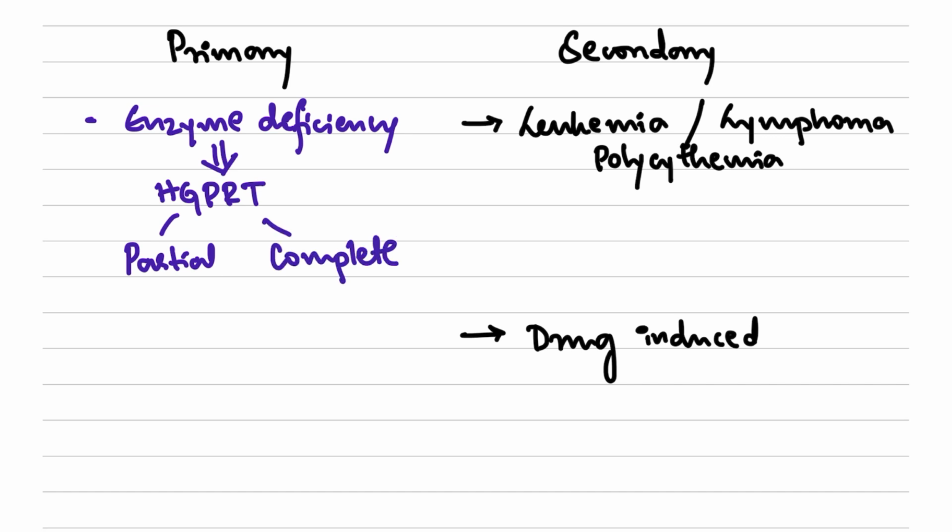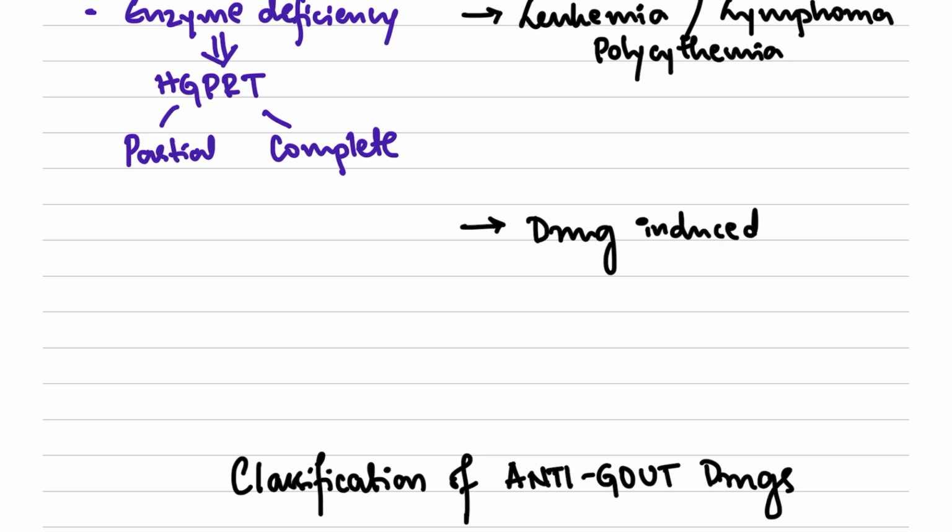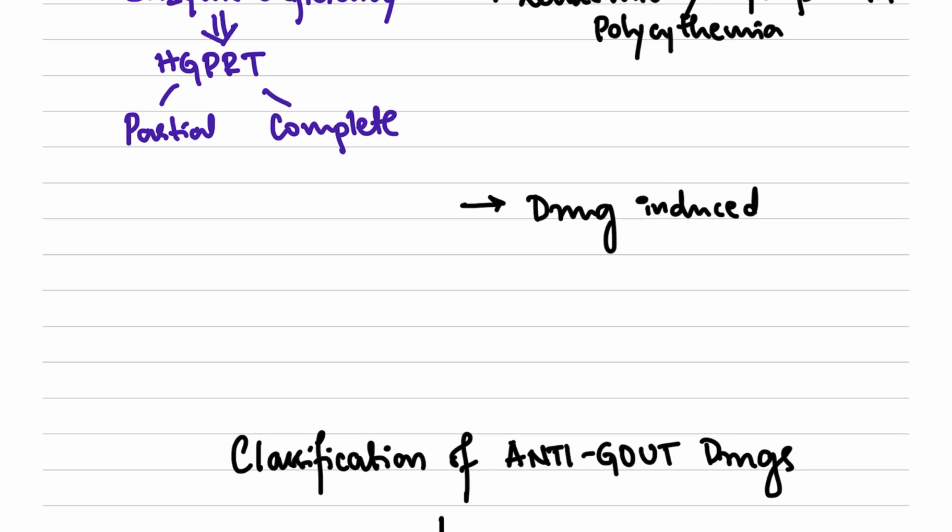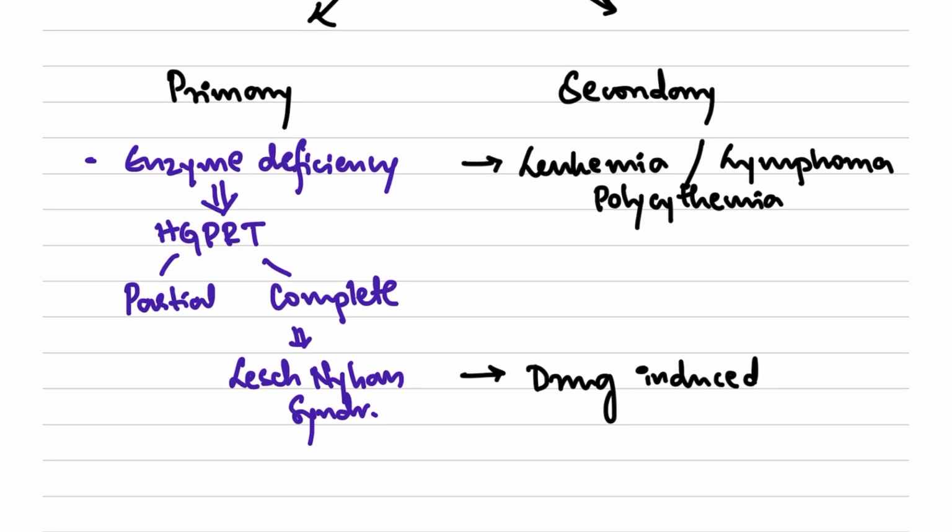Partial deficiency, we have no problem. The person might have acute attacks of gout on and off. If the person has complete HGPRT deficiency, it is known as Lesch-Nyhan syndrome. Mostly the patient suffering from Lesch-Nyhan syndrome will have more CNS manifestations compared to the gout. So these are the primary causes of gout.